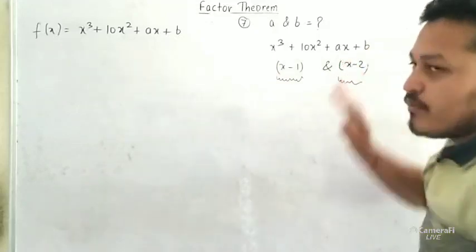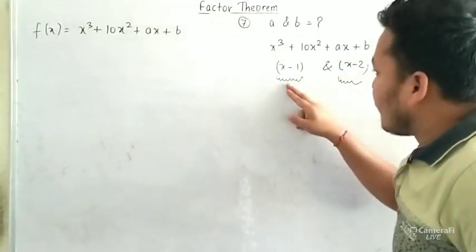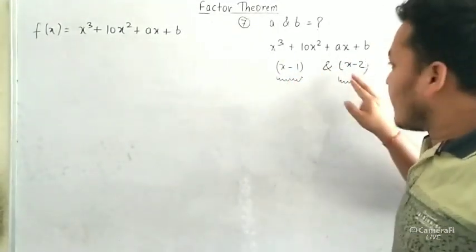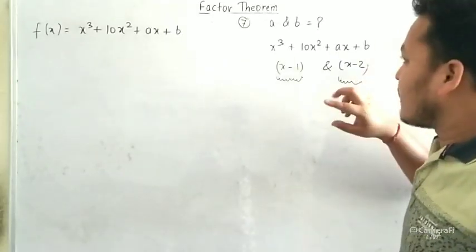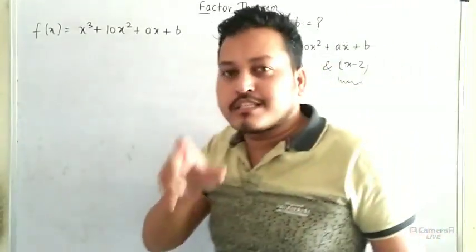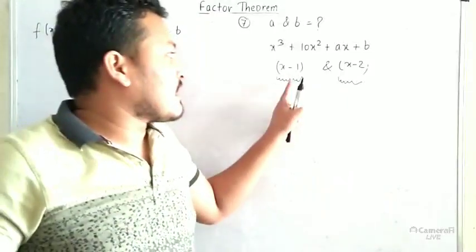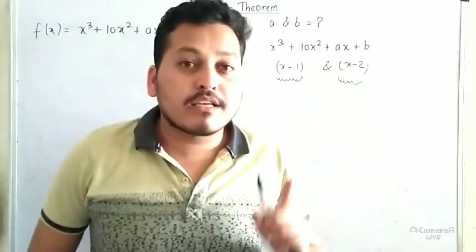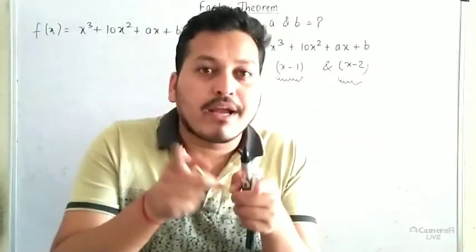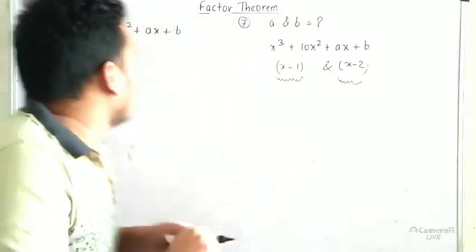According to the question we are given two factors. So first we will check for x minus 1, second we will solve it for x minus 2, and in both cases it is given that the expression is exactly divisible by x minus 1 and x minus 2. So in both cases remainder will be 0.